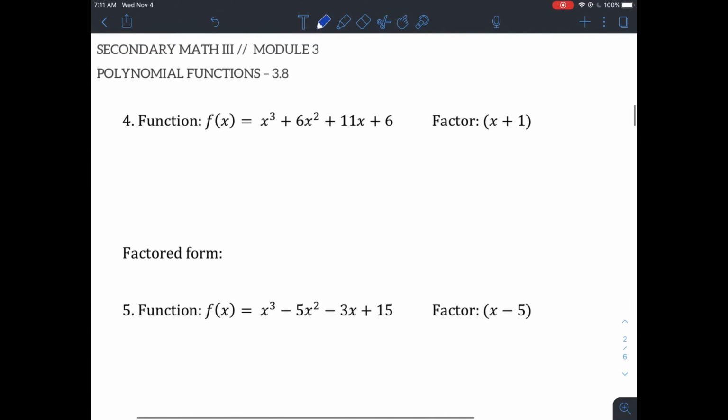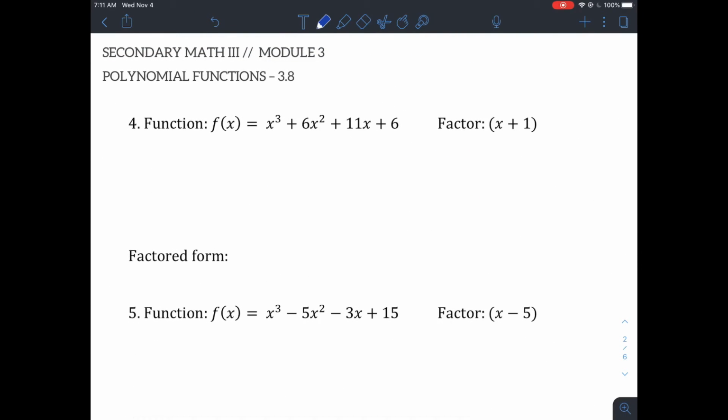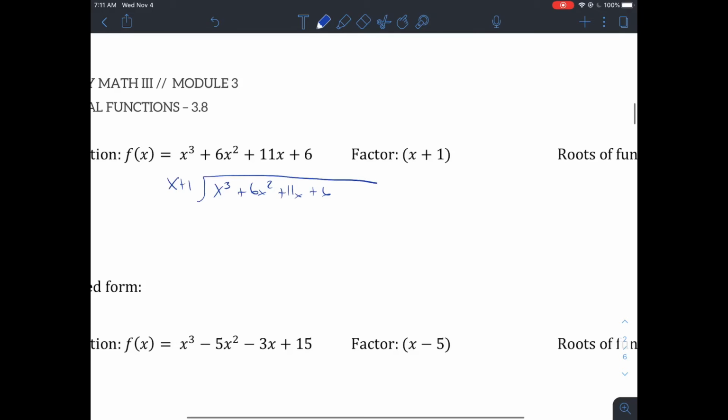So we got number 4. They gave us our factor of x plus 1, and x cubed plus 6x squared plus 11x plus 6. So we'll go ahead and divide it in there. I do x cubed divided by x. We get x squared. We do our multiplication. We get x cubed plus x squared. Change the signs. And we get 5x squared. Bring down the 11x.